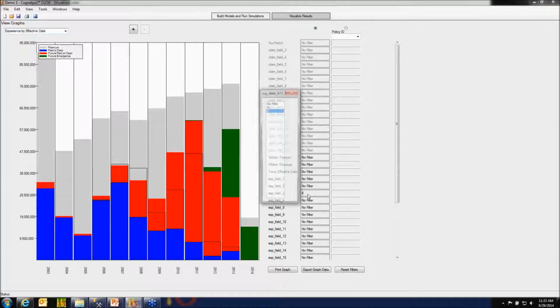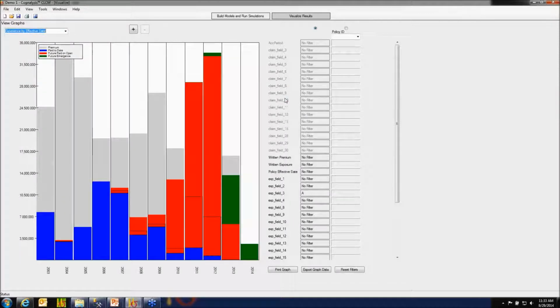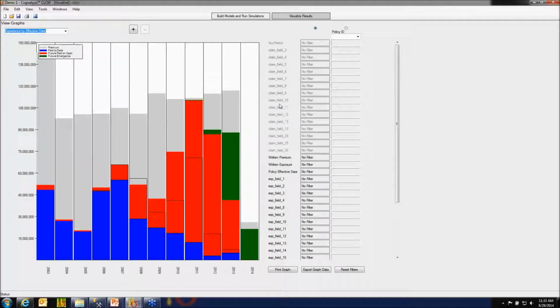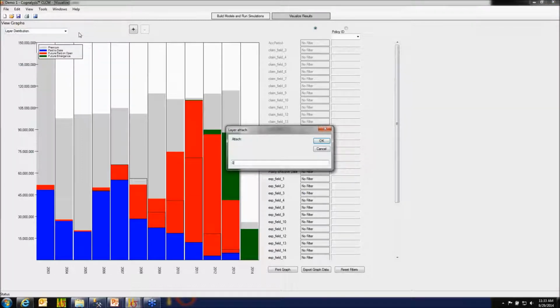I'm also going to look at A and see what that looked like. Okay, very different. And then no filter, just in total. Let's also take a look at layer distribution. So I'm going to look at the entire layer.